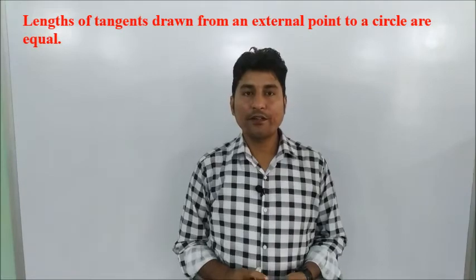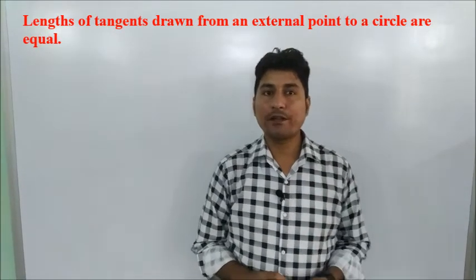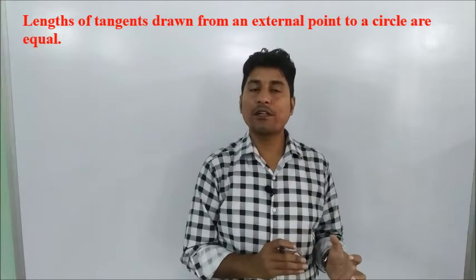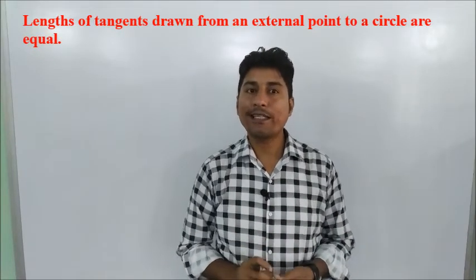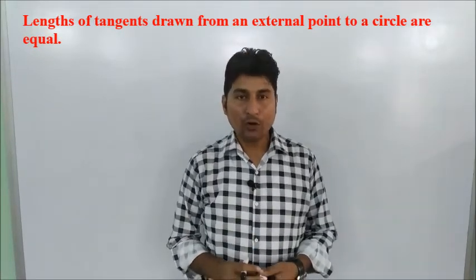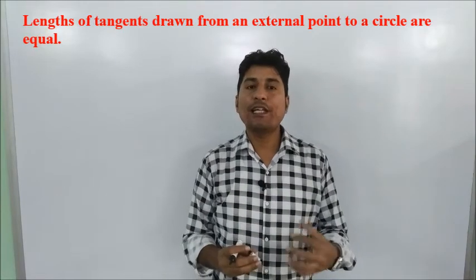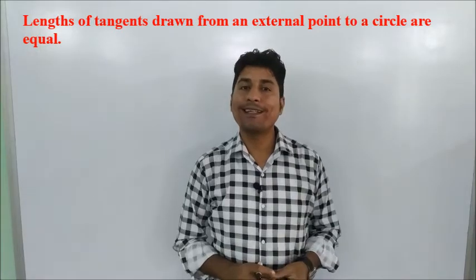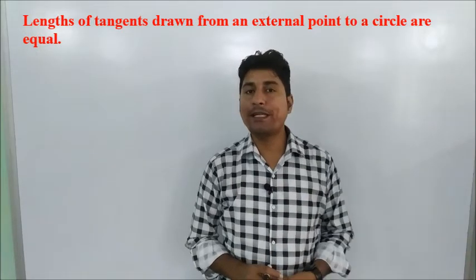Now let us consider the very first theorem of the chapter, circle. The lengths of tangents drawn from an external point to a circle are equal. So according to this theorem, if we draw tangents to the circle from an external point, then the lengths of the tangents will be equal.